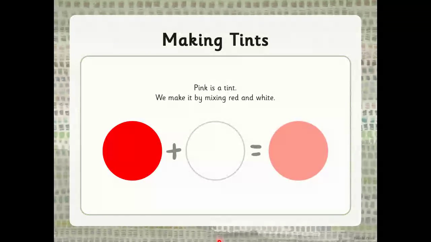Now here, if we start with red and you add a little bit of white to red, you get what colour? You get pink, don't you? So red plus white is pink. So pink is like a tint of red.